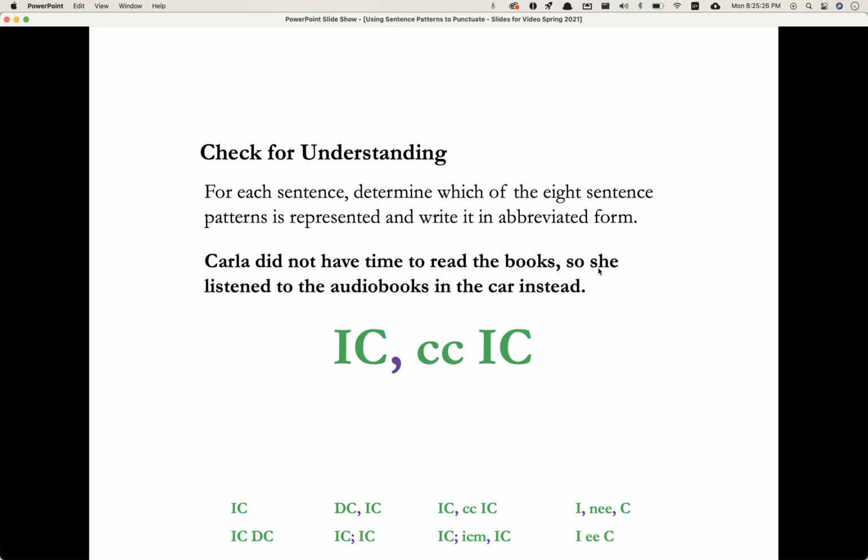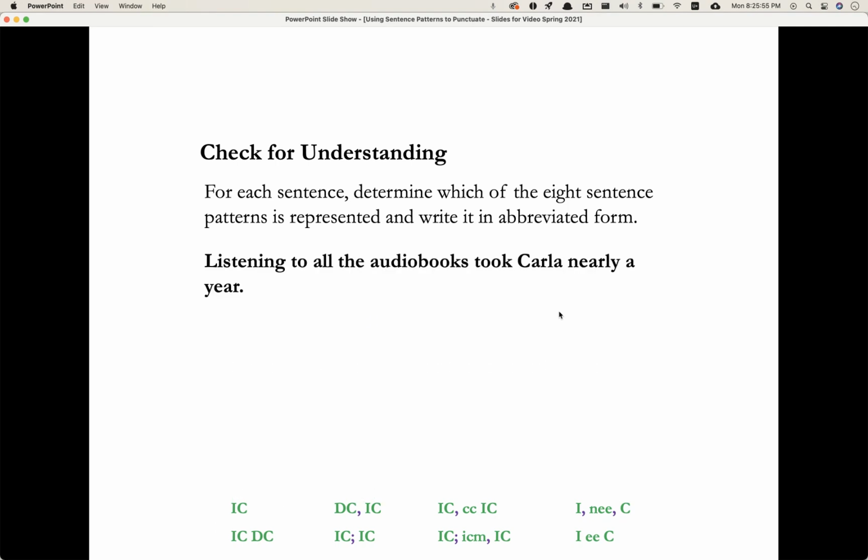The fact that "she" is a pronoun, making this independent clause, "she listened to the audiobooks in the car instead," not make any sense if you didn't have the first half of the sentence, doesn't actually matter, because grammatically it's complete to say "she" instead of Carla. Same thing goes with "instead." You don't really know what she would have done instead, what the first statement is, but it doesn't matter grammatically. So next example.